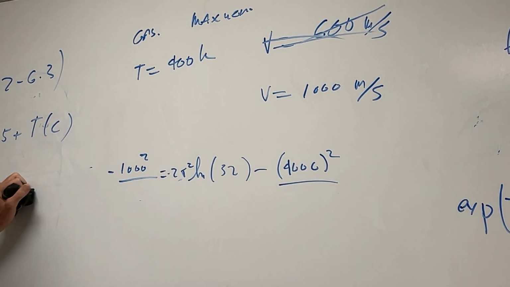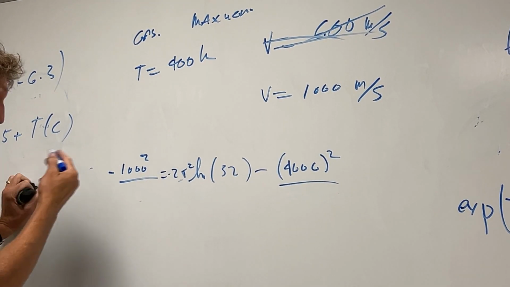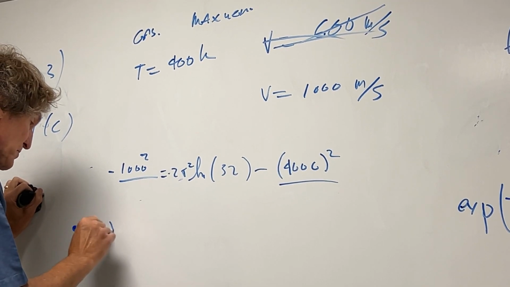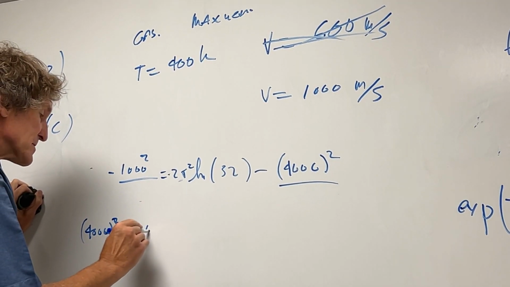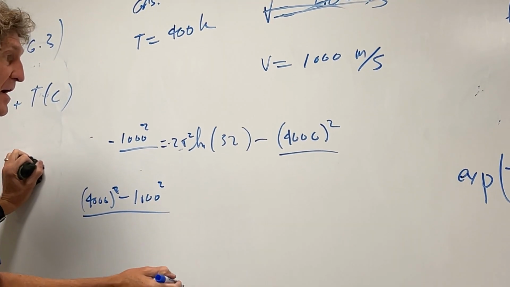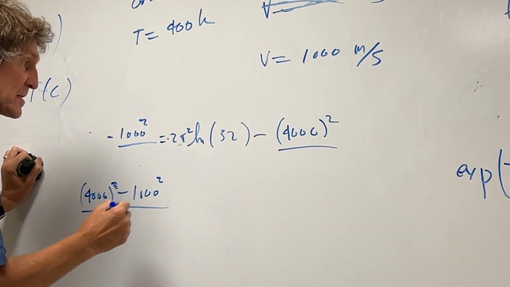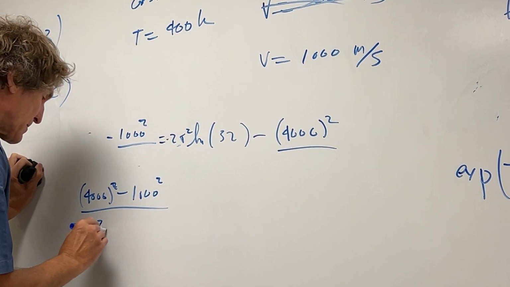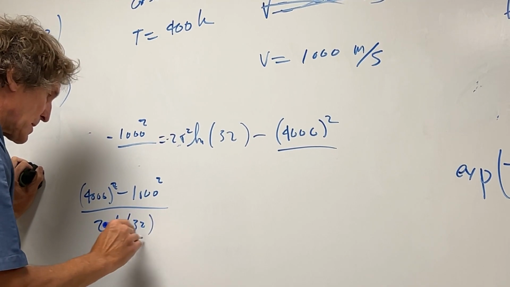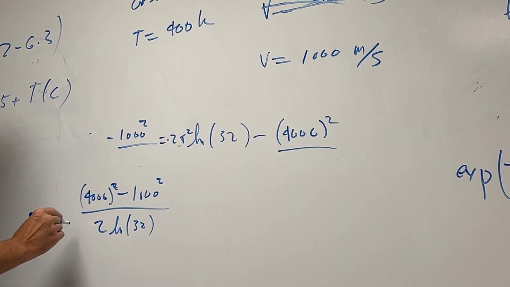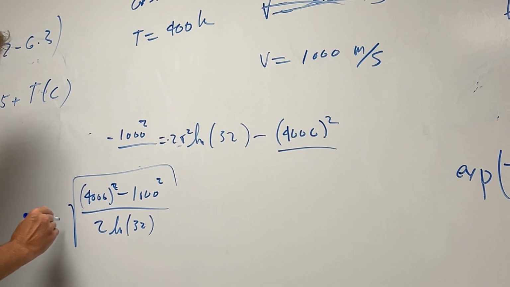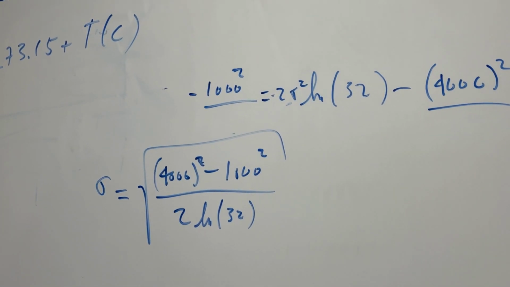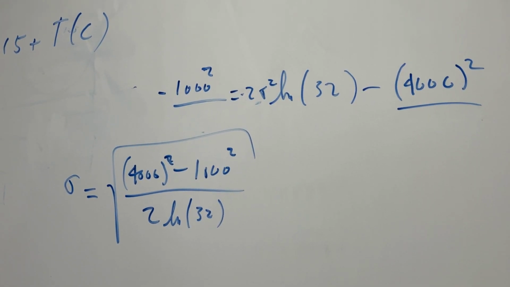Now, at that point, I'll take the minus 4,000 on this side, minus 1,000. So now I get 4,000 squared minus 1,000 squared, and I have to divide it by 2 times the natural log of 32, right? And that's sigma squared. So if I take the square root of that, I should get sigma. Do you all agree with that? Follow me? And I'm just solving for sigma, which is what?